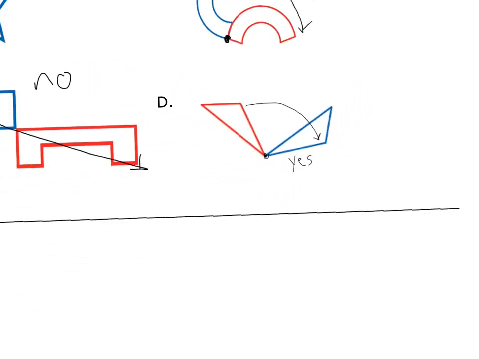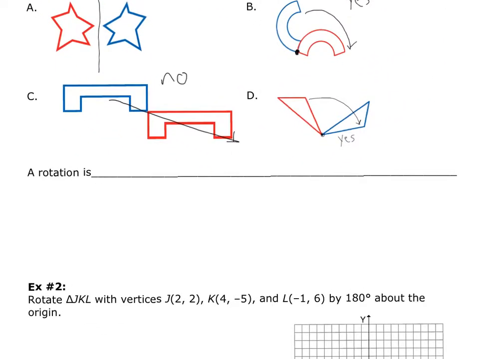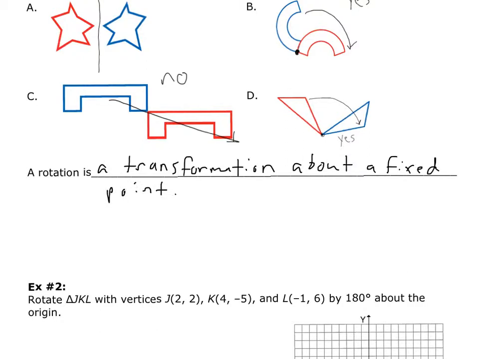Okay, so let's get down a proper definition for a rotation. A rotation is a transformation about a fixed point. All right, there's going to be three different definitions that you need to know today on how to rotate a shape around the origin at a certain degree.